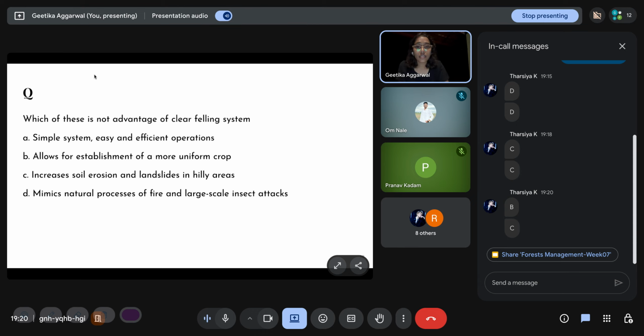Which of these is not an advantage of clear felling system? It's a simple system, easy and efficient operations. It allows for establishment of a more uniform crop. It increases soil erosion and landslides in hilly areas. It mimics natural processes of fire and large scale insect attacks. So, which of these is not an advantage of clear felling system?